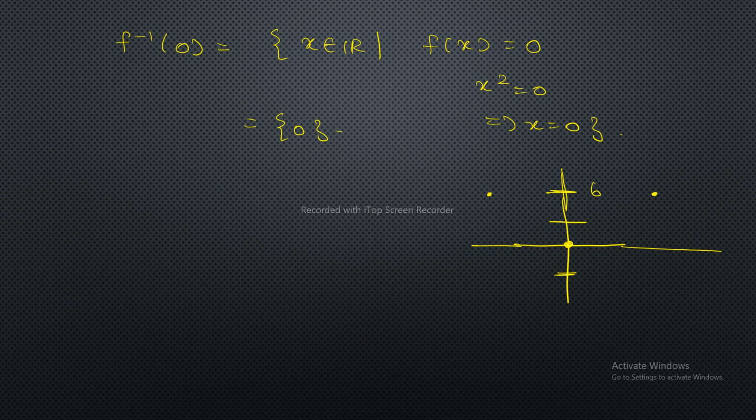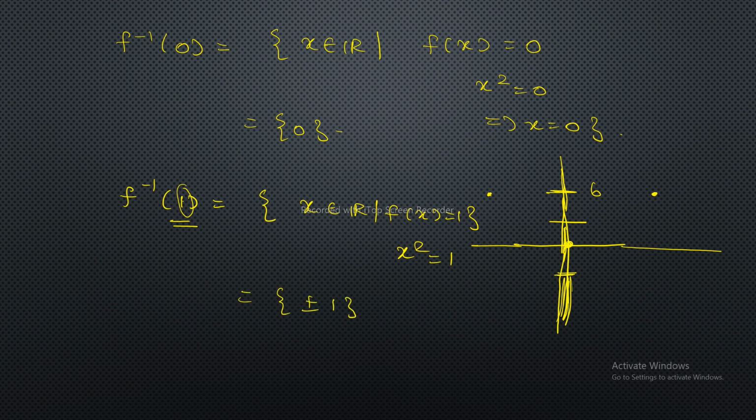At height 1, what will you have? This is your height, an element in the codomain. The codomain is your y-axis here, and that is the key. So the set of all x in R such that f(x) is equal to 1 means x squared equal to 1, and hence your set is plus or minus 1. So at height 1 you have plus 1 and minus 1.